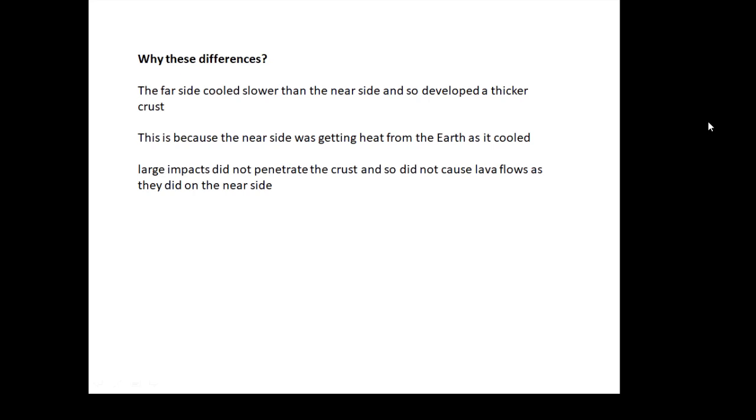Now, why did it cool down slower? Because for many, many millions of years, the Earth was radiating a lot of heat, and a lot of that was shining onto the surface of the moon, and the side of the moon facing the Earth didn't cool down very quickly. Large impacts did not penetrate the crust and so did not cause lava flows as they did on the near side, as I mentioned earlier. But as the Earth cooled down, it was radiating a lot of heat, and that kept the near side warm, and so it didn't develop as thick a crust as the far side.